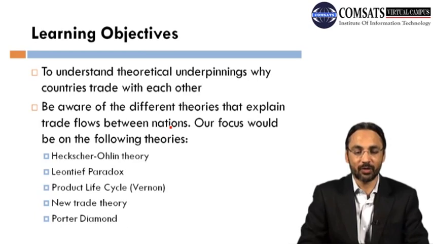Our focus would be on the following theories. Heckscher and Ohlin's theory is the first theory we are going to discuss. The second one is the Leontief paradox. The third one is the product life cycle, which is proposed by Vernon. The next one is new trade theory, and the last one we are going to discuss is Porter's Diamond.